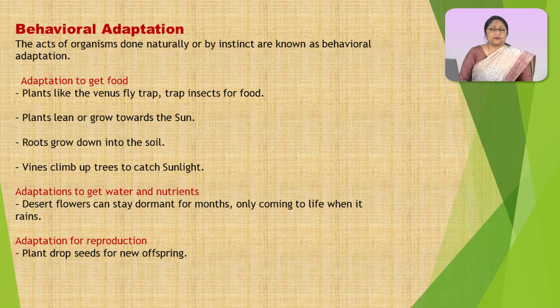So the second type is the behavioral adaptation, in which the plant does something to improve its survival. An example of this is a plant that grows towards the sun or closes its leaves during the hot times in the day. These behavioral changes help the plant to carry out its normal life cycle in the condition of its habitat.